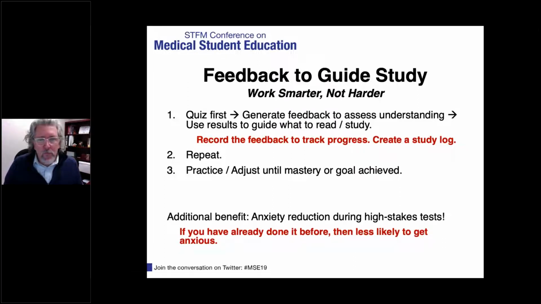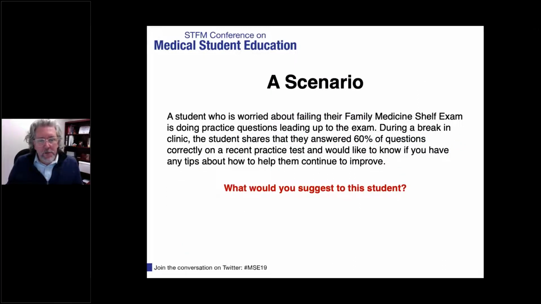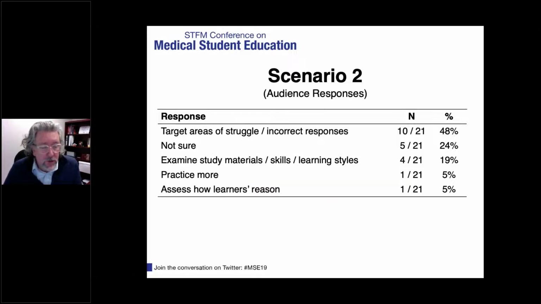So with that said, I want to turn to a scenario. Some of you have seen this scenario before, but essentially it's a student who's being proactive, who's doing practice problems, and lets you know during a break in clinic that they answered 60% of their questions correctly on a recent practice test. But they want to know if you have any tips on what they could do to continue to improve.